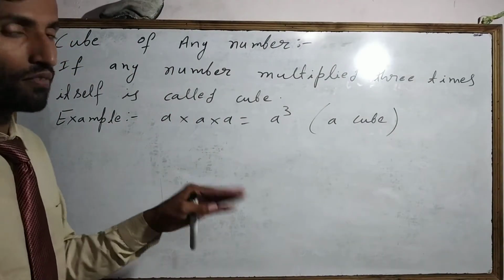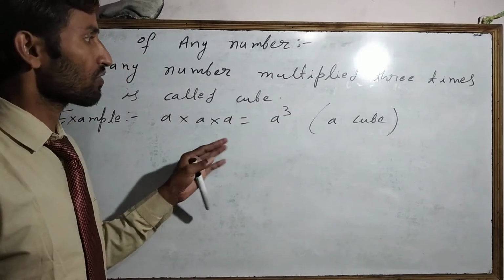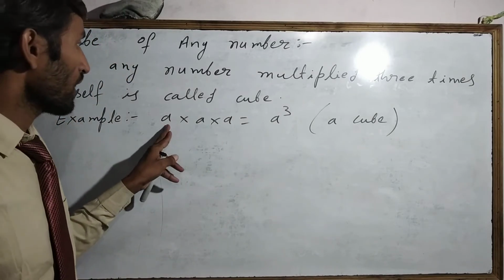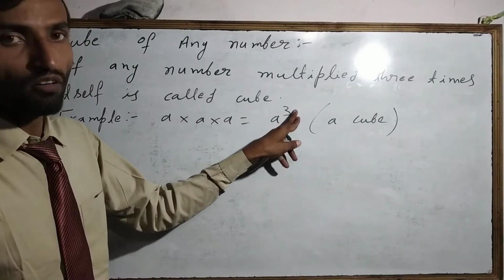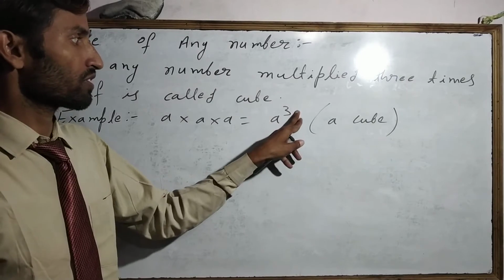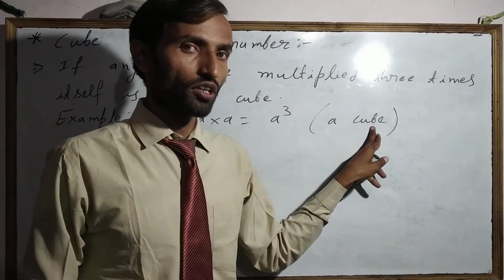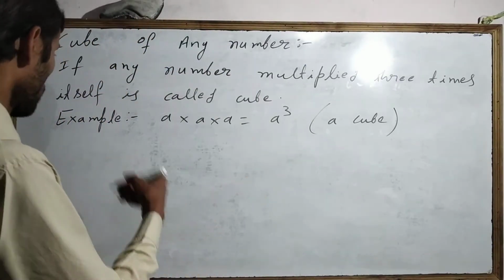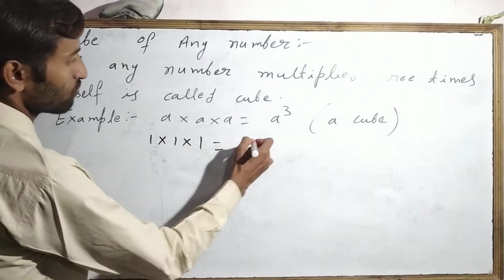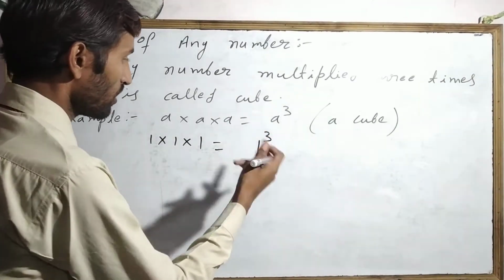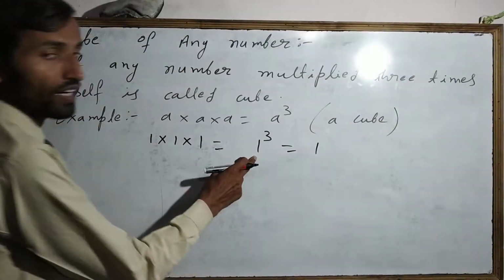Let me take one example: a is any natural number, integer, or fraction. So a into a into a is a raised to the power 3, and we read it as a cube. Or take the example 1 into 1 into 1, that is 1 cube. If you multiply 1 three times, the answer is 1 only. So we read it as 1 cube.